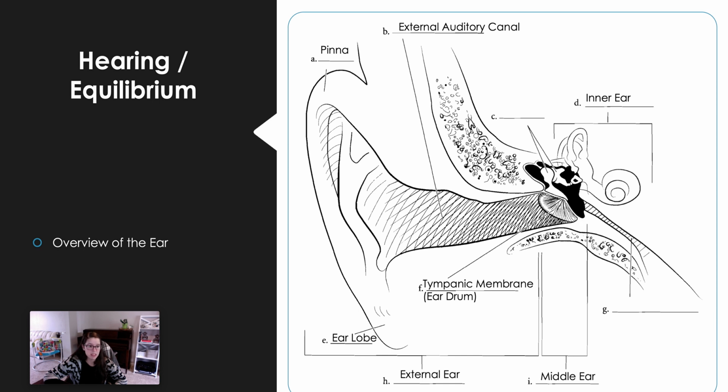Tympanic, like timpani, drum. Okay. Sound waves are going to bounce on this. It's going to then cause vibration in these ossicles, which are very small bones. We'll get into those in the next image. And then we also have the auditory tube. We're going to get to these in just a bit.